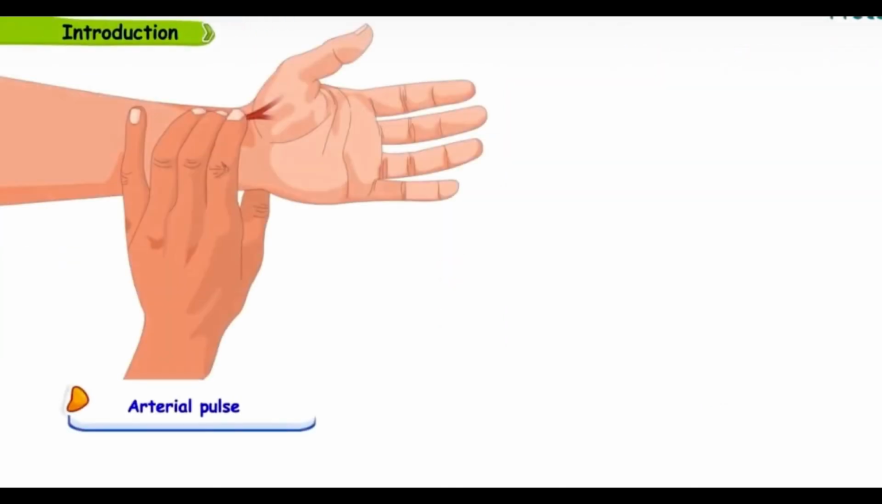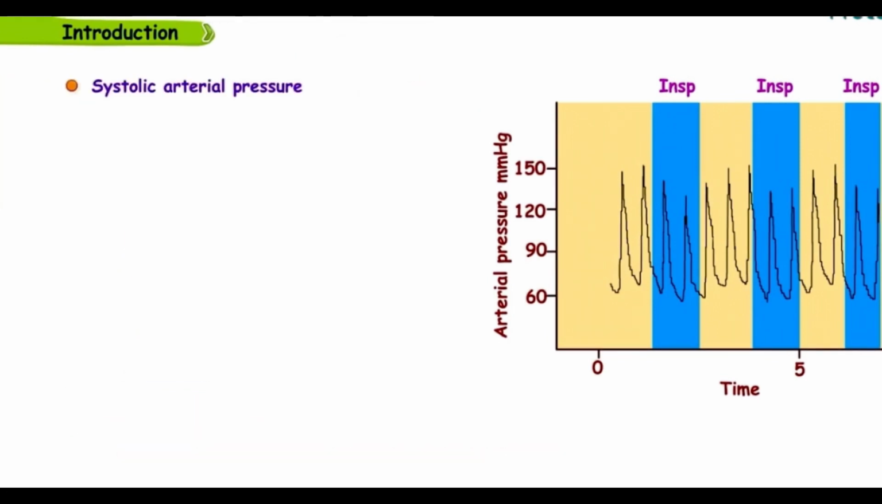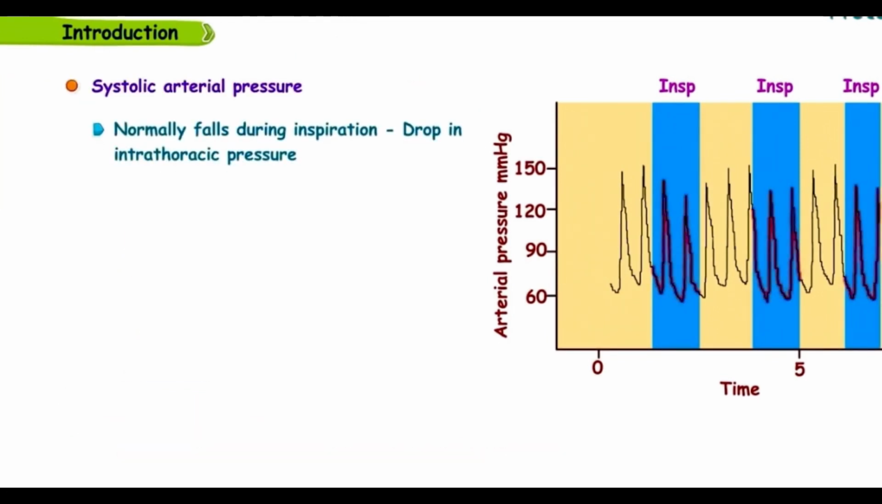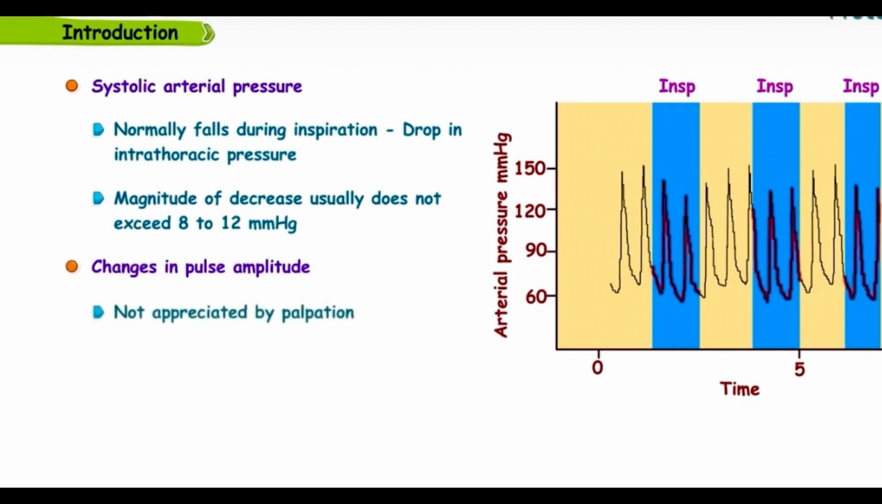While checking arterial pulse, it is important to observe respiratory variation of pulse amplitude. Systolic arterial pressure normally falls during inspiration because of the drop in intrathoracic pressure, although the magnitude of decrease usually does not exceed 8 to 12 millimeters of mercury. These changes in pulse amplitude are not usually appreciated by palpation, but can be established with a sphygmomanometer.